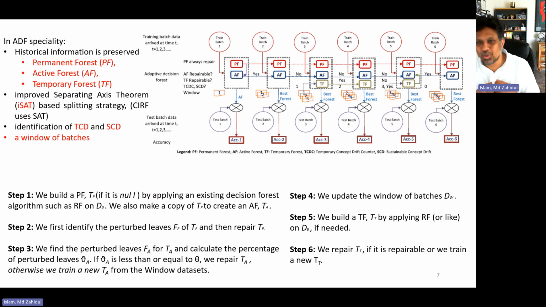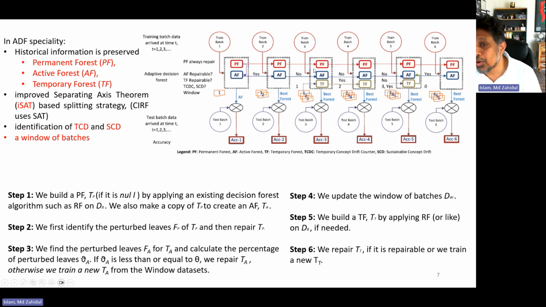So we have to do something else. But if that percentage is lower than the threshold, then we consider that tree repairable, and then we repair it, the same way that we used to repair the permanent forest as well. Now, once we have the active forest and permanent forest and we have some unlabeled data, then we use the better of these two forests for prediction of that unlabeled data.